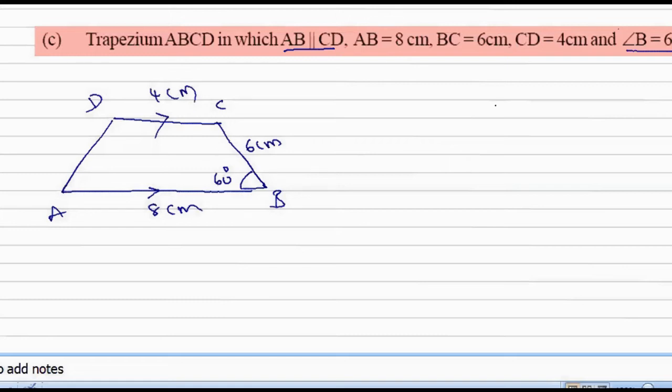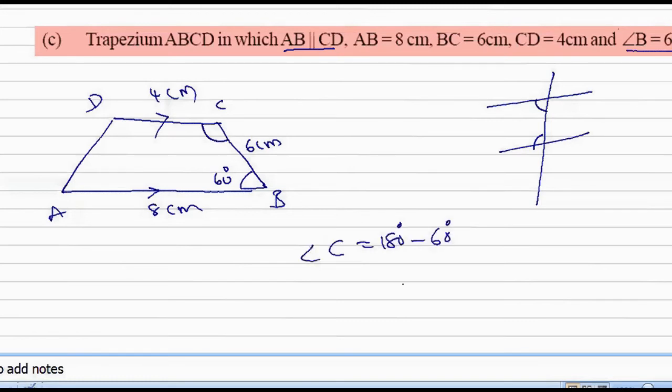So when a transversal intersects two parallel lines, the co-interior angle sum is 180 degrees. So now we can say that angle B and C are co-interior angles, they are supplementary. So what about angle C? Now angle C will become 180 degrees minus 60 degrees, that is equal to 120 degrees. Now you should take angle C is equal to 120 degrees in this trapezium. Now we can complete the construction with these measurements. So what we have to take extra is angle C equal to 120 degrees, because we require two angles and three sides.